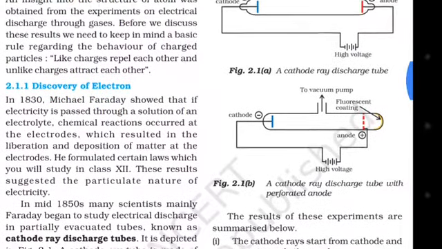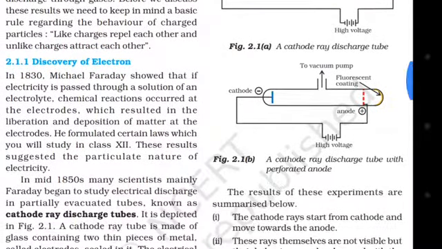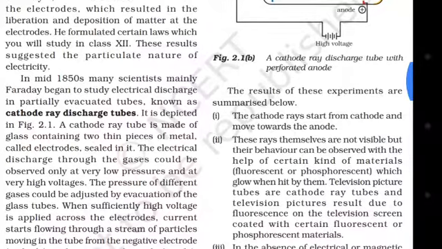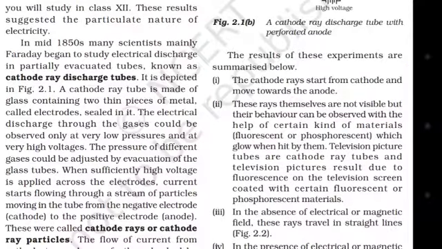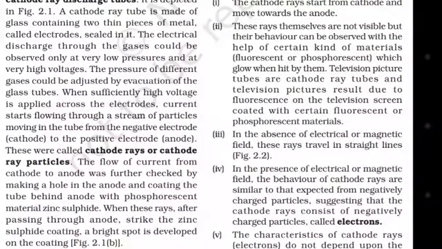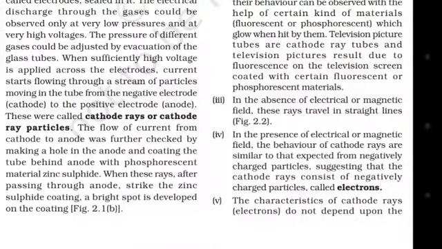We can see here the same thing in figure 2.1. Okay, now a cathode ray tube is made of glass containing two thin pieces of metal called electrodes sealed in it. In the electrical discharge tube, the gases could be observed only at very low pressure and at very high voltages. The pressure of different gases could be adjusted by evacuation of glass tubes. When sufficiently high voltage is applied across the electrodes, current started flowing through a stream of particles moving in the tube from the negative electrode, cathode, to the positive electrode, anode. These were called cathode rays or cathode ray particles.